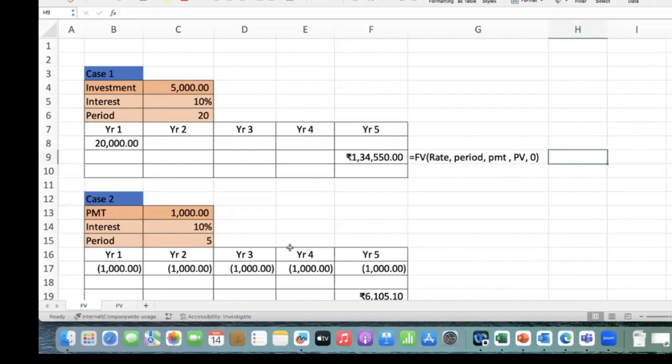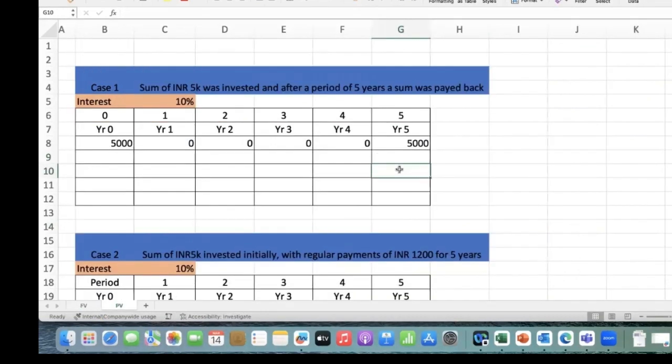Now I will move to present value. For the first case, I have a cash outflow of 5,000 in year 0, which is at the present. And then we have a series of future cash flows, and at year 5, I receive 5,000 back. Is it a good business proposition? For that, I have to bring all the future cash flows to the present and then compare.